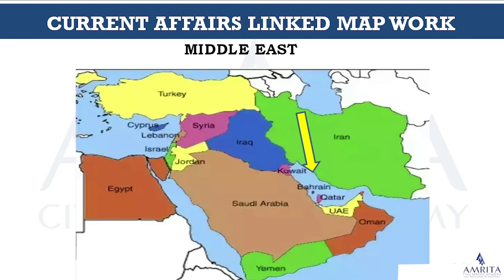Then countries bordering Saudi Arabia. Anti-clockwise, Yemen, Oman, UAE, Qatar, Kuwait, Iraq, Jordan. Syria is not bordering Saudi Arabia. Israel not bordering Saudi Arabia. Then borders of Iraq: Kuwait, Saudi Arabia, Jordan, Syria, Turkey, Iran. Borders of Kuwait: Saudi Arabia, Iraq, Iran. Borders of Oman: Yemen, Saudi Arabia, UAE. Like that, you need to identify the borders of these countries.